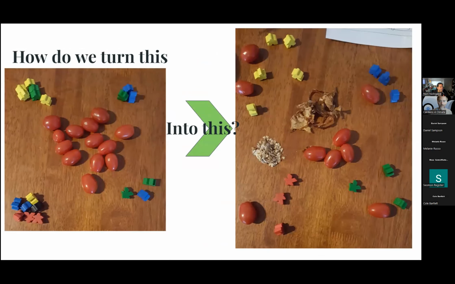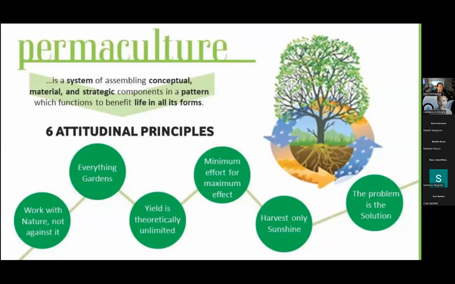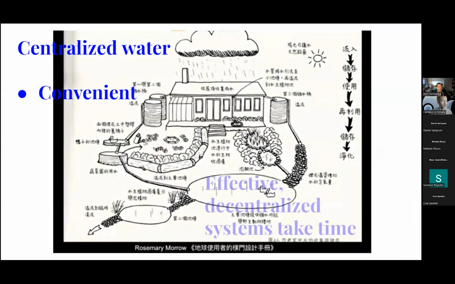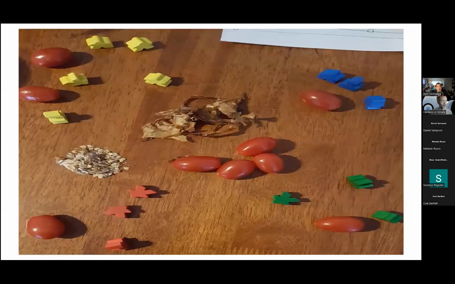Maybe there's seeds in this ADA that we have. Again, the problem is the solution, because it's a systems way of thinking. Systems are difficult to work on. Centralized water, for example, is convenient. And if you want to do anything different, effective decentralized systems take a lot of work. So here we have it. How do we come into this?